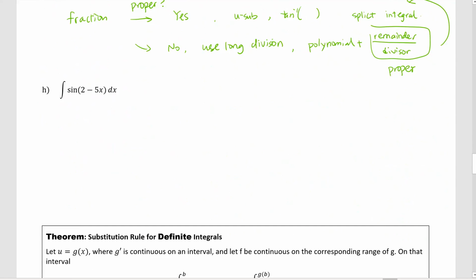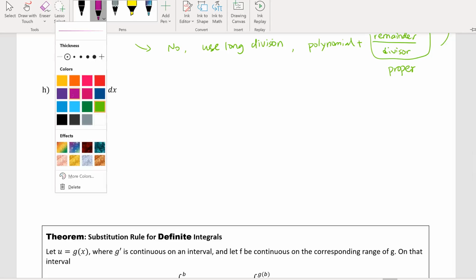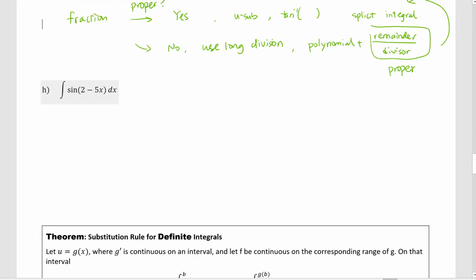Okay, now please pause the video and try to work on part H. Okay, are you done? Let's check our answer. So here, what do we let u be? The inner function, which is 2 minus 5x. Then du will be negative 5 dx. So far, so good. But we just have dx. So dx is negative 1 over 5 du.